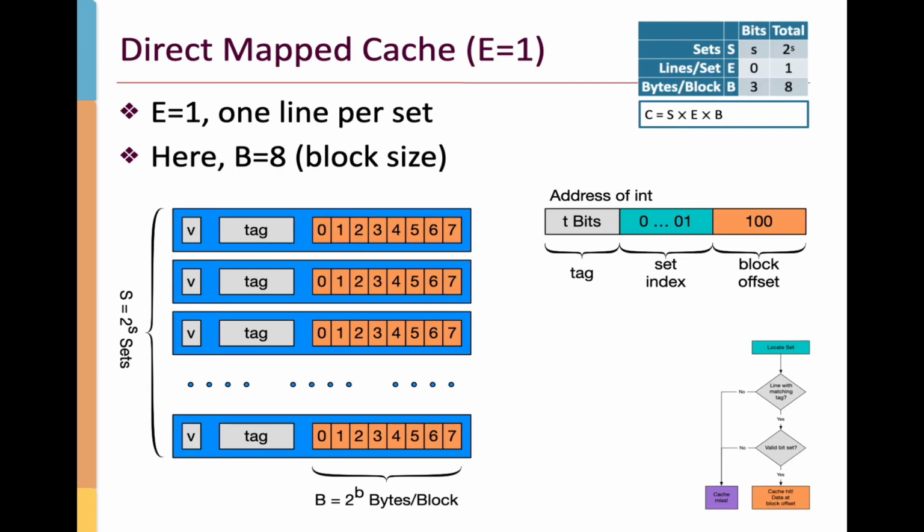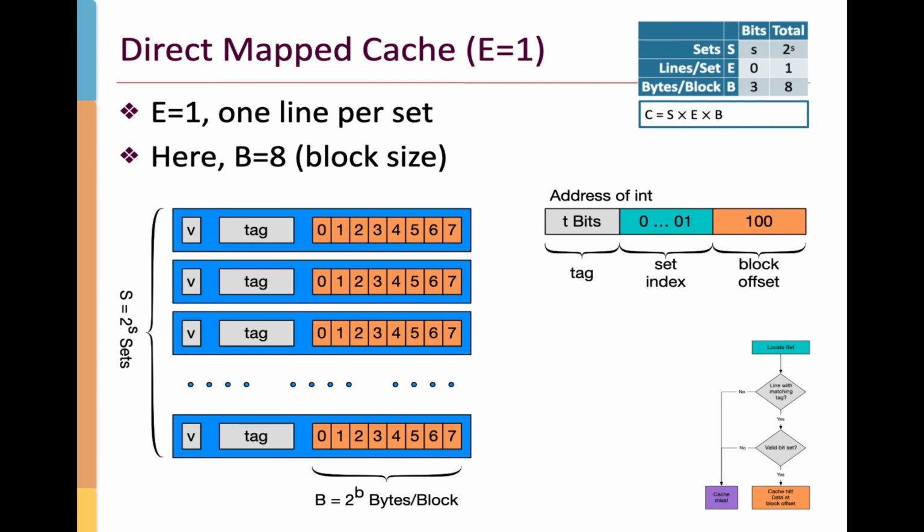The first of these is a direct map cache. And a direct map cache's defining characteristic is that the value for E, the number of lines per set, is just 1. So as you can see here in this illustration, I've got S sets still, but each of those sets has only one line in it. So the number of lines per set, exactly 1.